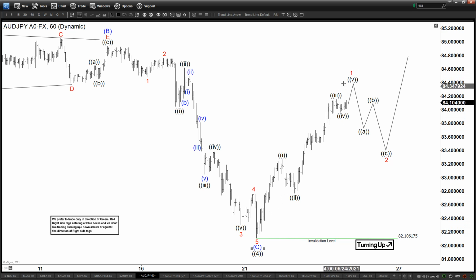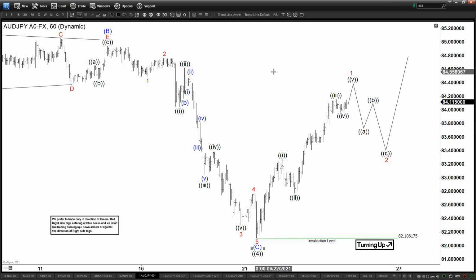Now after this is complete, which should be expected to complete soon, we should be getting a 3-ways pullback to correct this 5 ways up, and as long as the pullback stays above this low here earlier this week, 82.1, then the pair can extend higher again, either as a wave 3 on the upside or as an ABC, right? It could be ABC or at least 1, 2, 3, 4, 5.